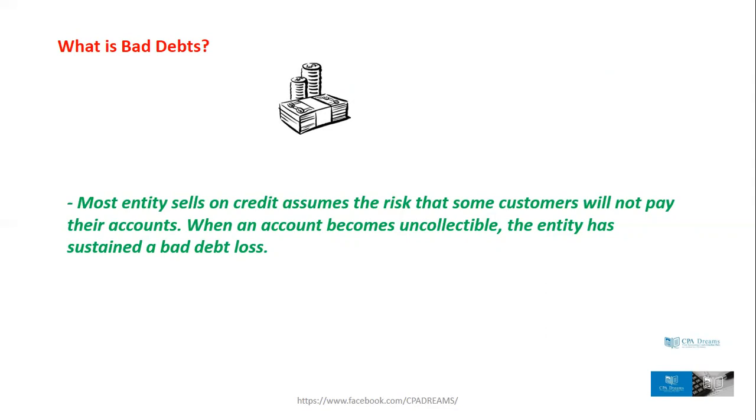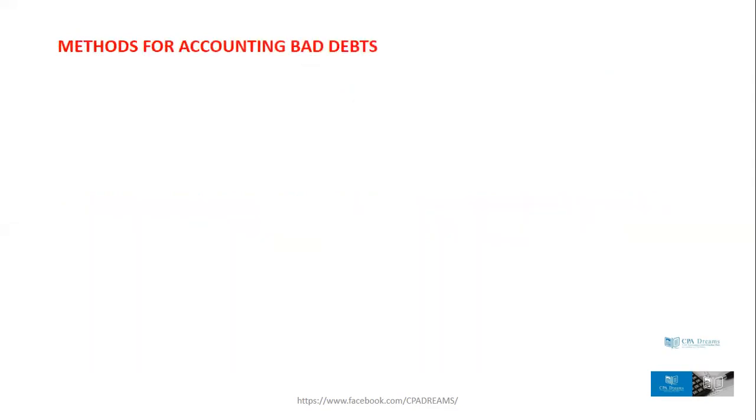That's the reason we do allowance for bad debts, or that's one reason why we need to recognize bad debts. Sales are not always collectible. So the possibility is that you will really have bad debts expense. Okay? So there are two methods for accounting bad debts.